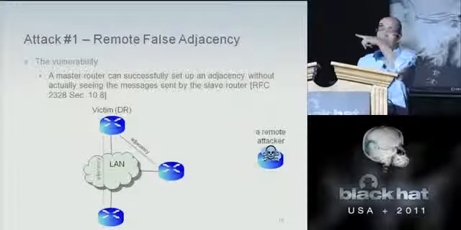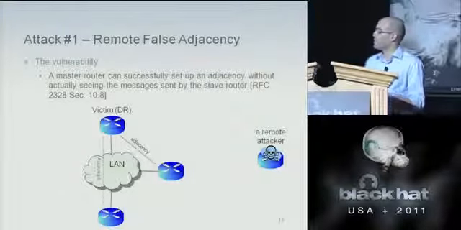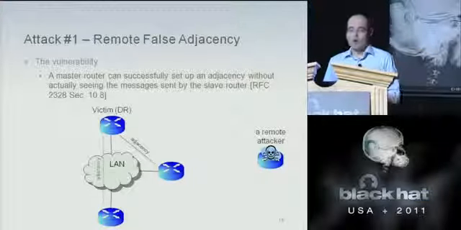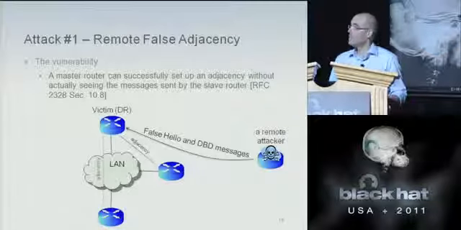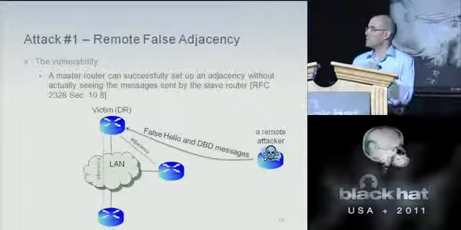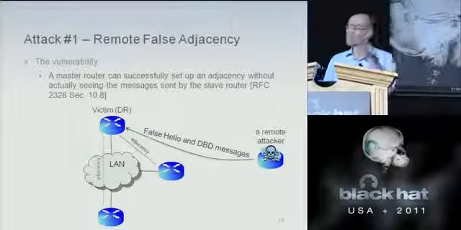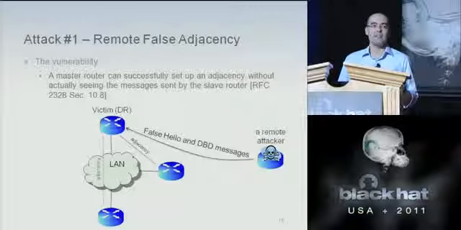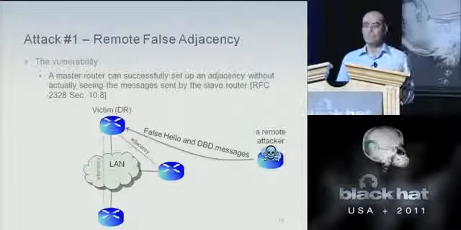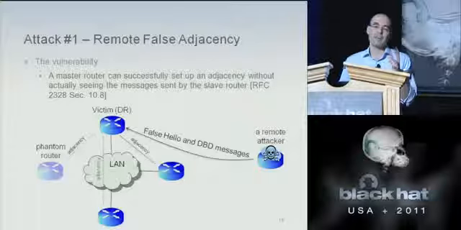So let's say we have the victim router, which is the designated router on its LAN. Let's say it has two neighbors it already set up an adjacency with. And now the remote attacker will send out false hello and database description messages directly to the victim router. This is done using a unicast message. Simply send out direct messages to the victim itself. The messages appear as if they came from a phantom router located on the victim's LAN. And this way, the attacker can convince the victim router it had just successfully set up an adjacency with the phantom router, like so.